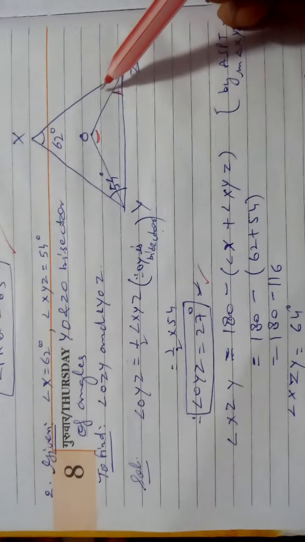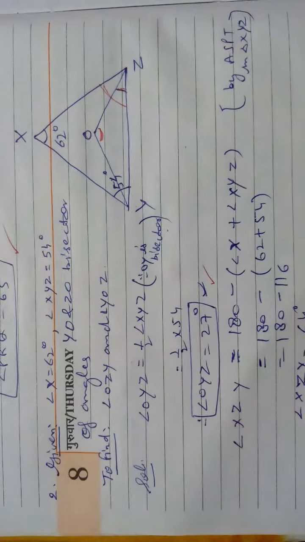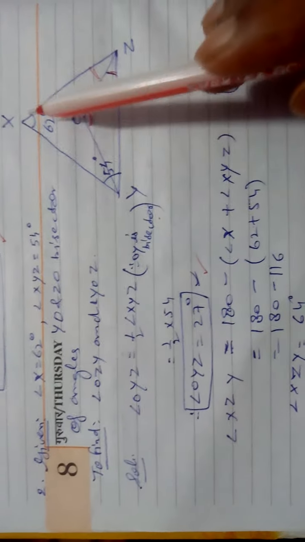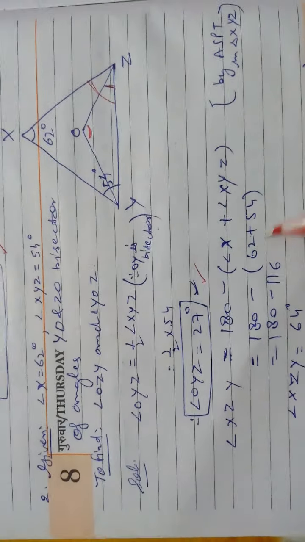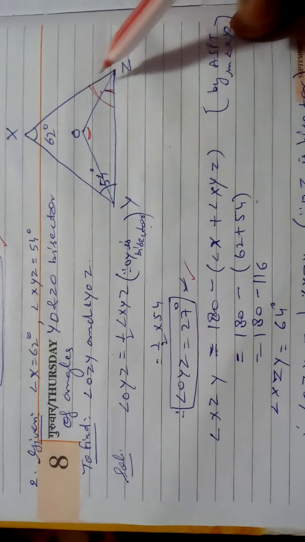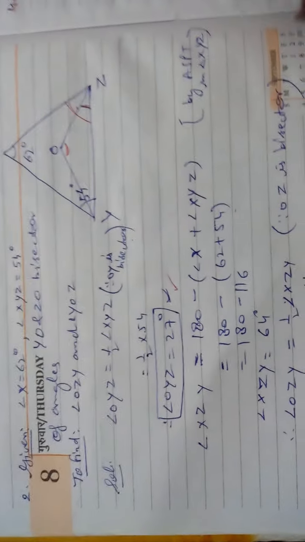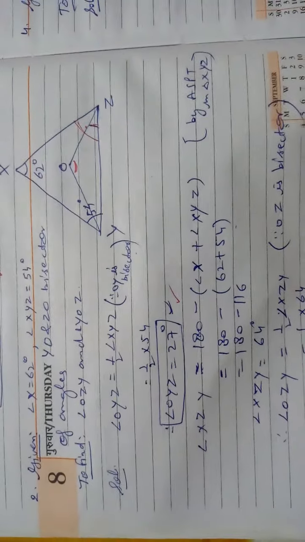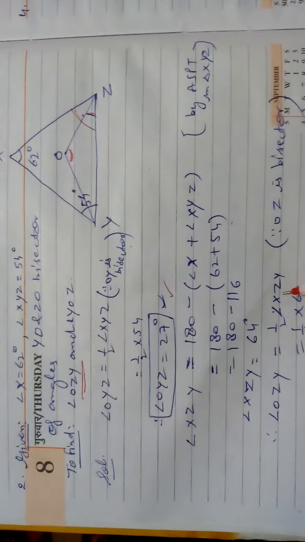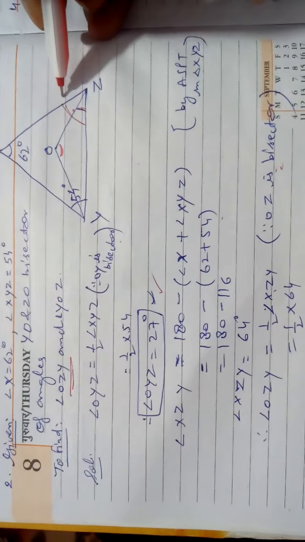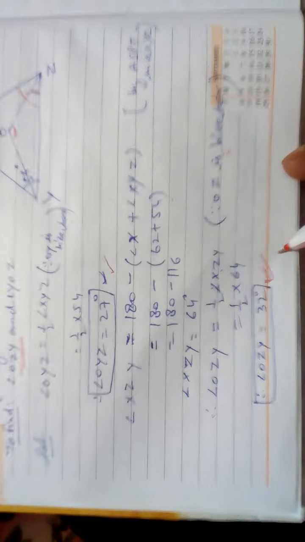In the big triangle, first find the full angle XZY. XZY is 180 minus the sum of X and Y, that is 62 plus 54, by angle sum property of a triangle. You are getting XZY as 64. Then OZY, which is your answer, is equal to half of XZY, because OZ is the bisector. So half of 64 will be 32.